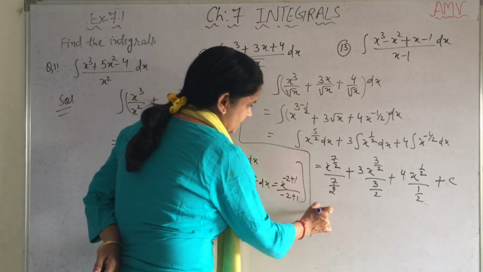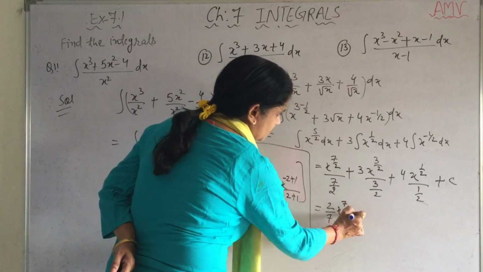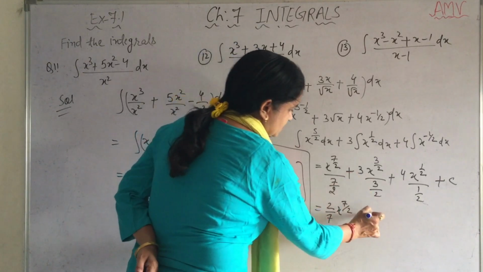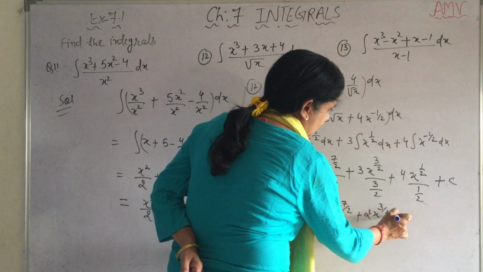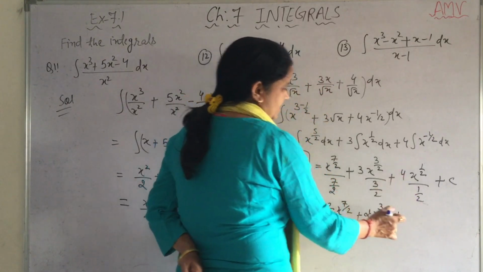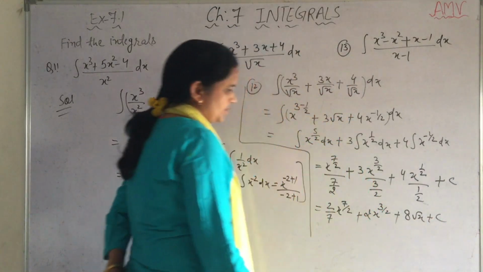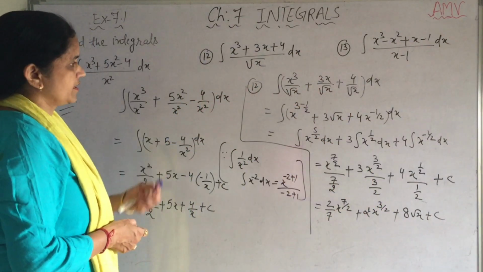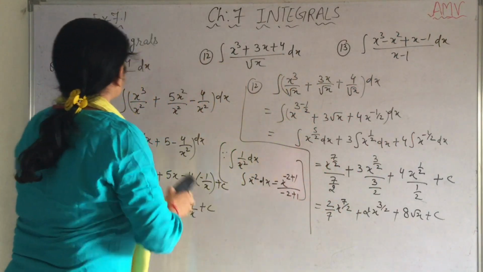Now simplify, you will get 2 by 7, x raised 7 by 2, plus from here it is 2, x raised 3 by 2, and plus here it is 8 root x plus c. Now student, solve the next question. Question number 13.